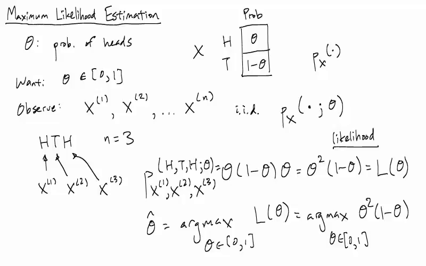For estimating the bias of a coin, we saw in a previous video that the maximum likelihood estimate for the probability of heads was just the fraction of heads that we saw in the training data. For example, if our training data consisted of this sequence, heads, tails, heads, then the maximum likelihood estimate for the probability of heads would be 2/3.